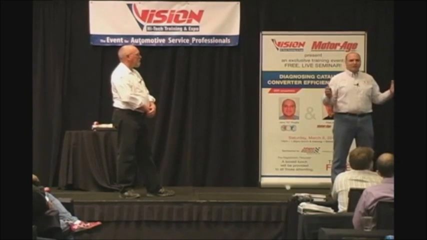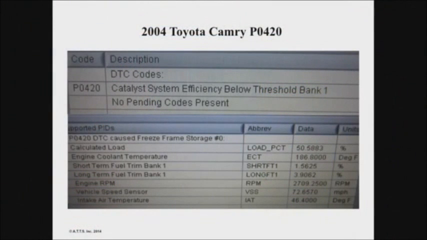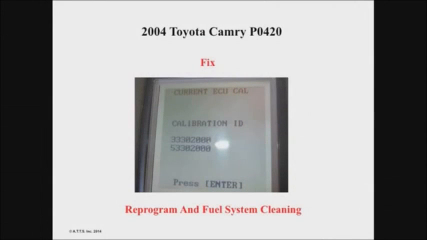Now, you all heard the federal test procedure that goes out 41 minutes, 19 seconds. Usually you think it only goes to 65 miles an hour. Well, the extended FTP goes up to 75 miles an hour. This guy was doing 72, and consistently his light would come on. The fix for this car was reprogramming, okay? I used my Master Tech with that and a fuel system cleaning. And that car is still going.